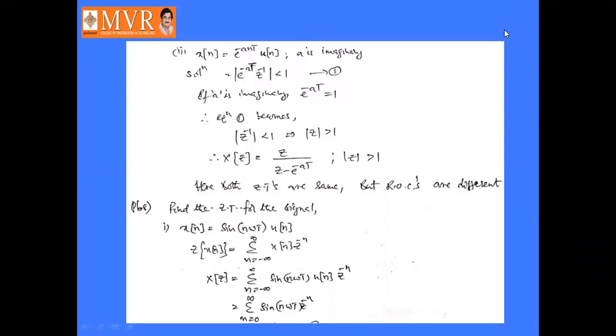Okay, next we'll do this problem. Find the z transform for the signal x of n equal to sin n omega t into u of n. Right? So sigma n equal to minus infinity to infinity sin n omega t into u of n into z power minus n. So here also u of n is given. That's why limits are changing from 0 to infinity. So sigma n equal to 0 to infinity sin n omega t into 1 into z power minus n, right?